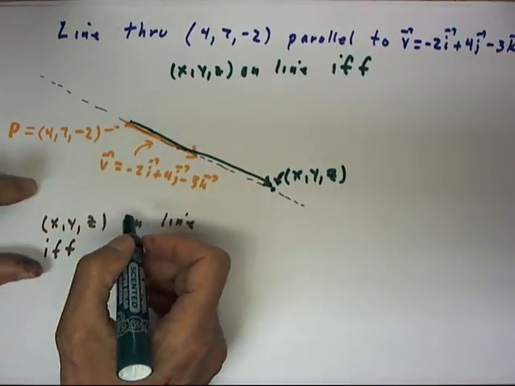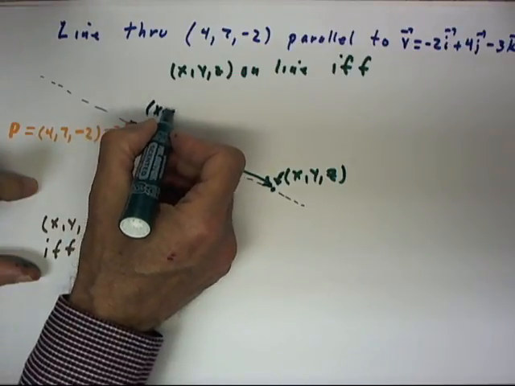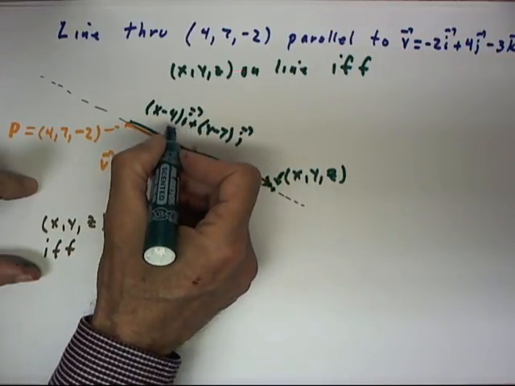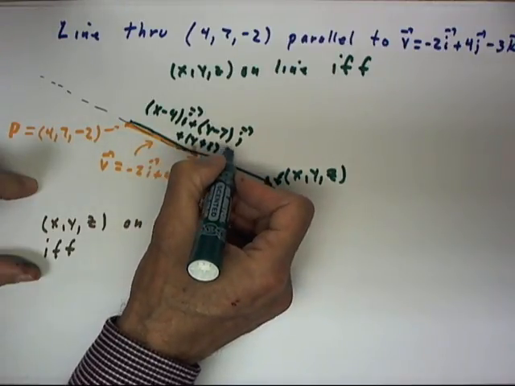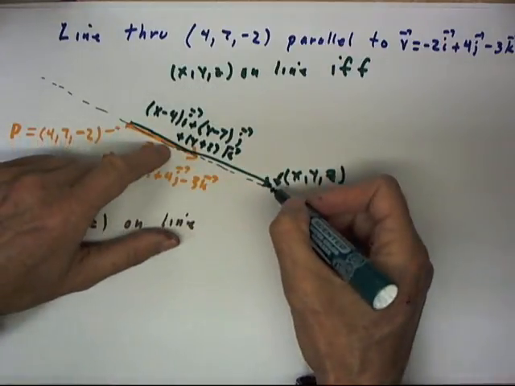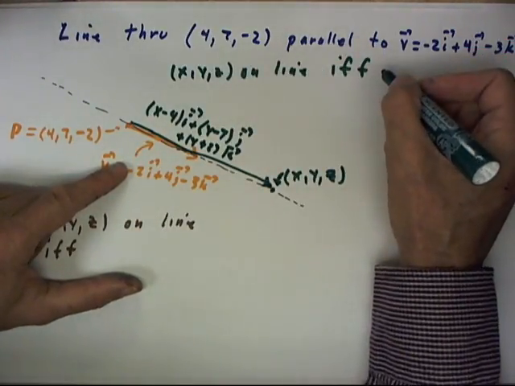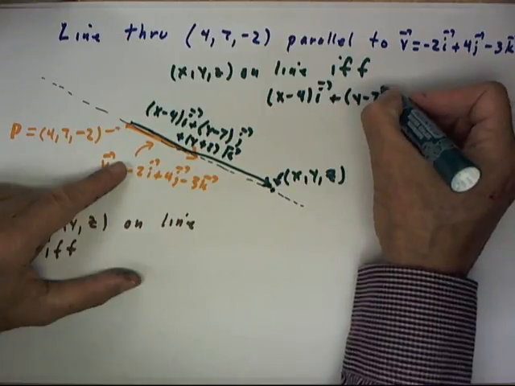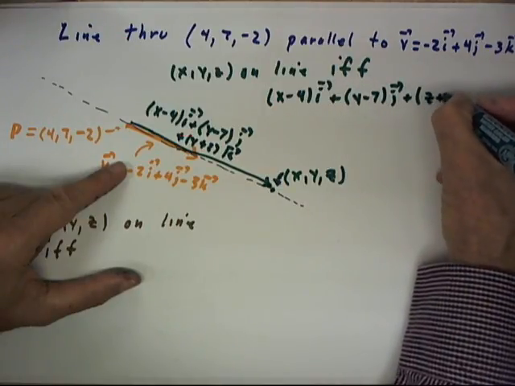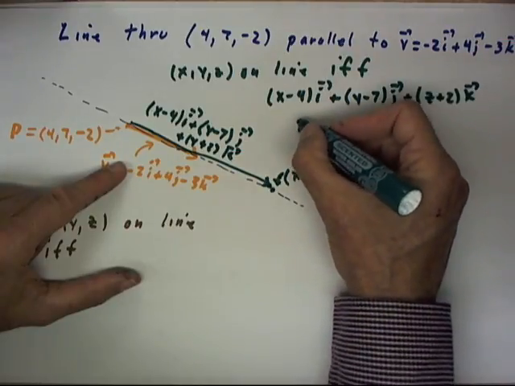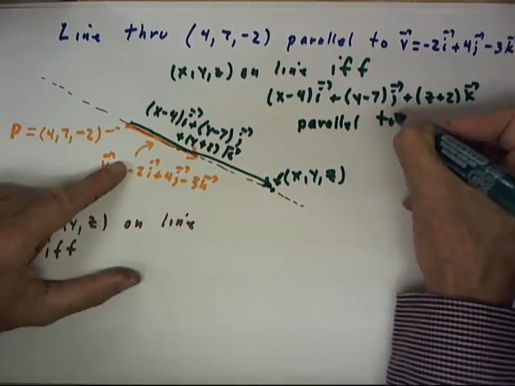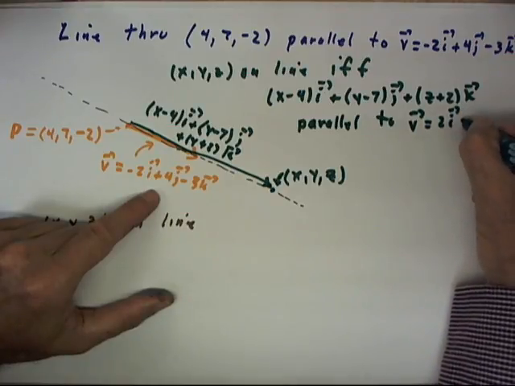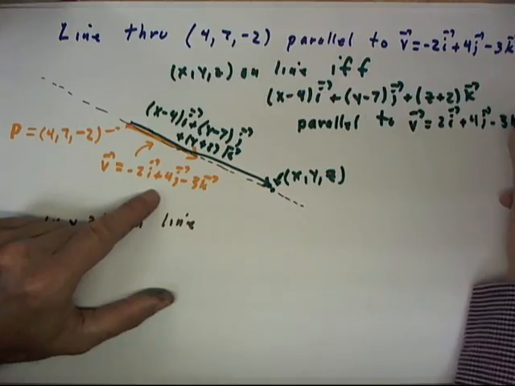Let's call this the vector. Well, what is this vector? It's x minus 4 i plus y minus 7 j plus z plus 2 k. So this vector has to be parallel to this vector. We can say x, y, z is on the line then if and only if the vector x minus 4i plus y minus 7j plus z plus 2k is parallel to this vector v. And that's 2i plus 4j minus 3k.